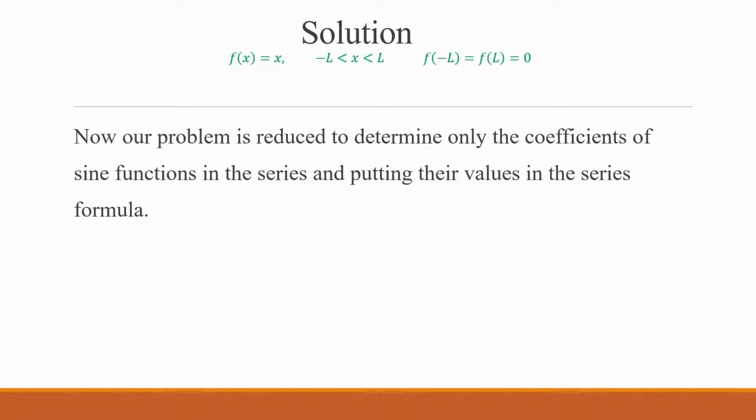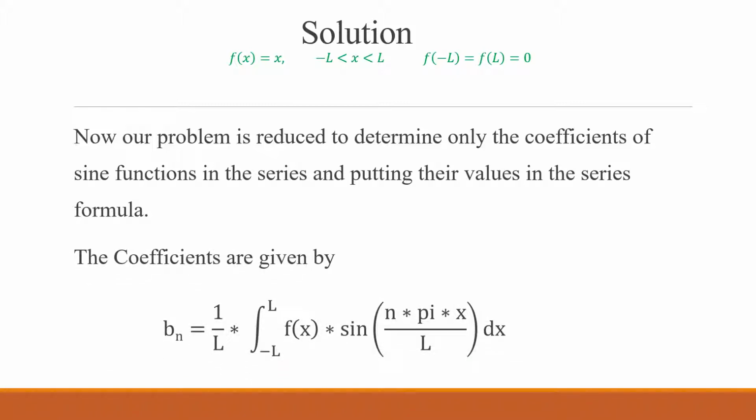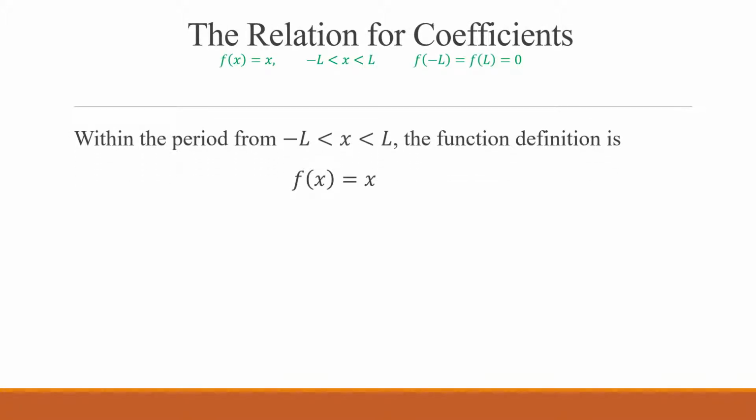Now our problem is reduced to determine only the coefficients of sine functions in the series and putting their values in the series formula. The coefficients are given by the relation Bn equals 1 over L integration of f of x times sine of n pi x over L. Integration is done from minus L to plus L. Within the period minus L less than x less than L, the function is defined by the relation f of x equal to x.